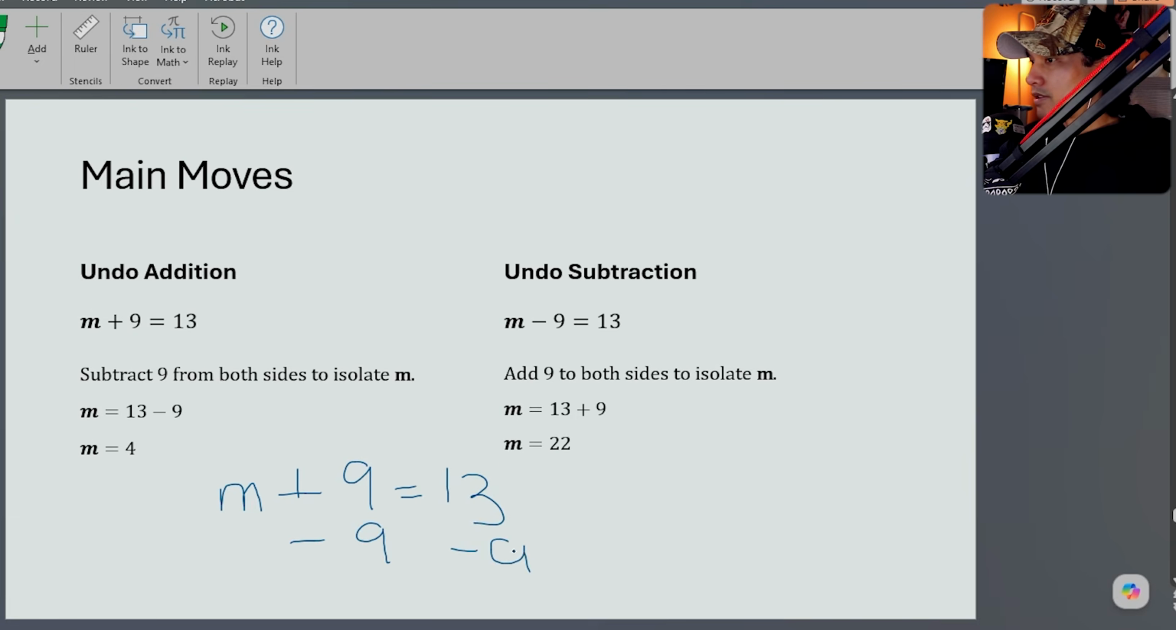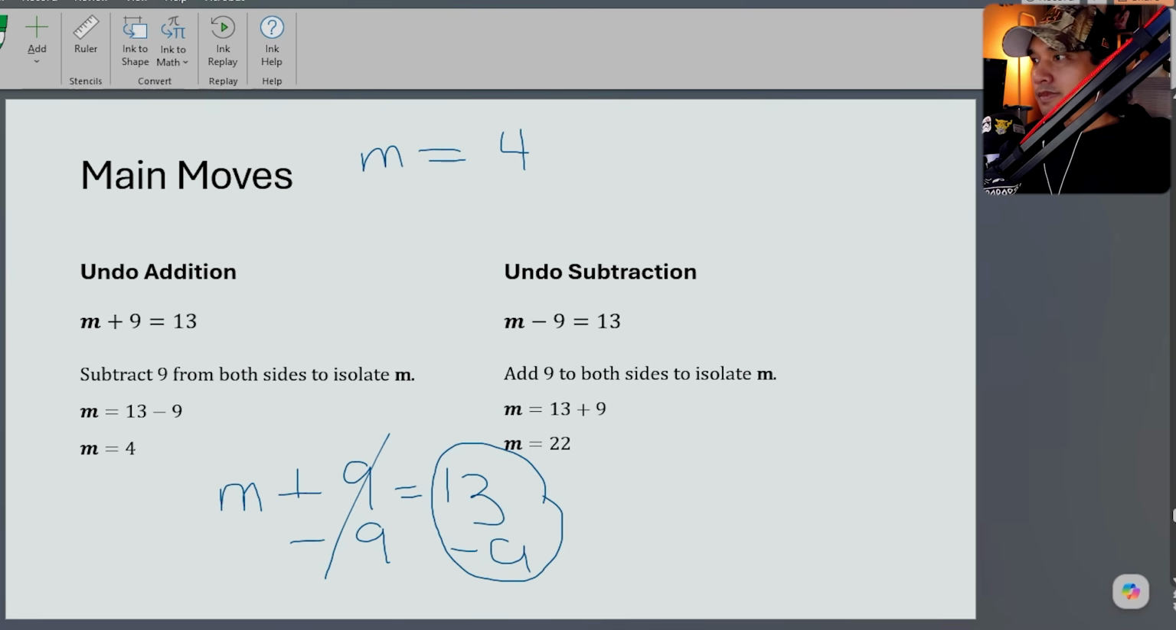And then what is 13 minus 9? Well, that is 4. And then we go m equals 4. So what we do is we cancel out the 9, and then we just perform this operation here. And remember, what we do on this side, we must do on this side.